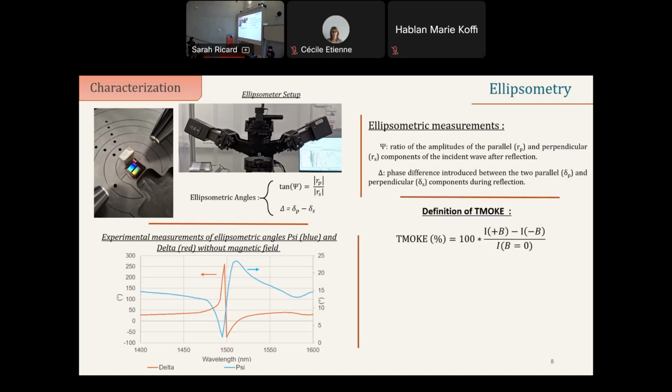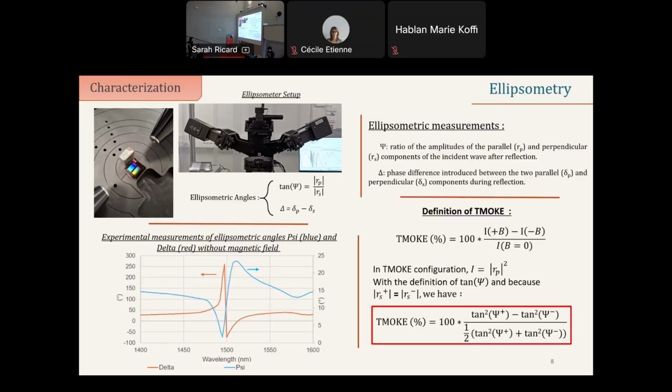What we need is to define the TMOC. So that's the definition of the TMOC. For that, we need the intensity of the reflected light in three configurations: without magnetic field, with a positive magnetic field, and with a negative one. Another way to observe that is by using the definition of the intensity using the Rp component of the wave. And we have the TMOC related to the ellipsometric angle psi.